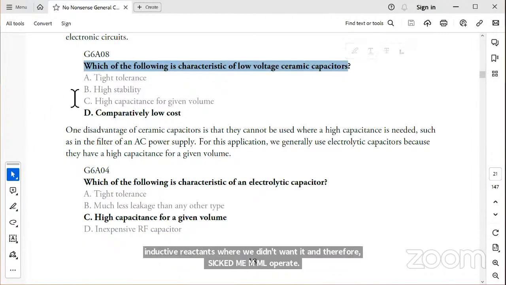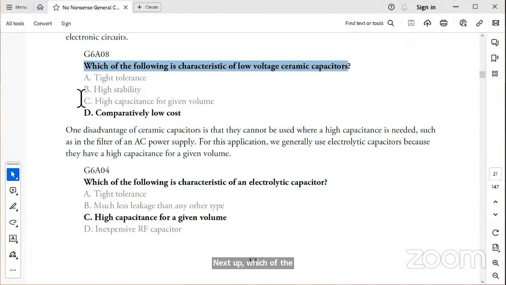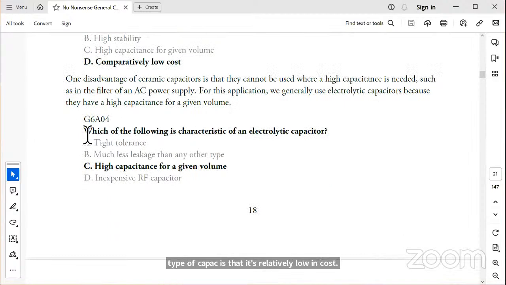Next up, which of the following is characteristic of low voltage ceramic capacitors? Remember, we showed the difference between ceramic capacitors and electrolytic capacitors, advantages and disadvantages, pros and cons. So we did say one of the good properties of the ceramic type of capacitors is that it's relatively low in cost. So comparatively low cost is the answer.